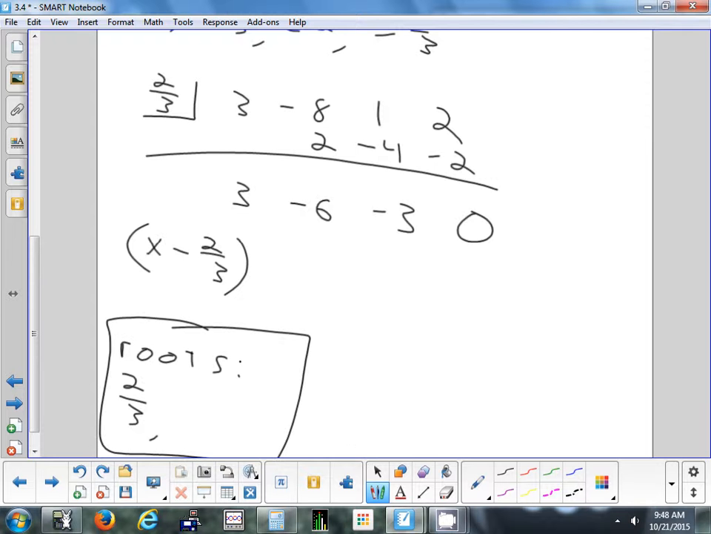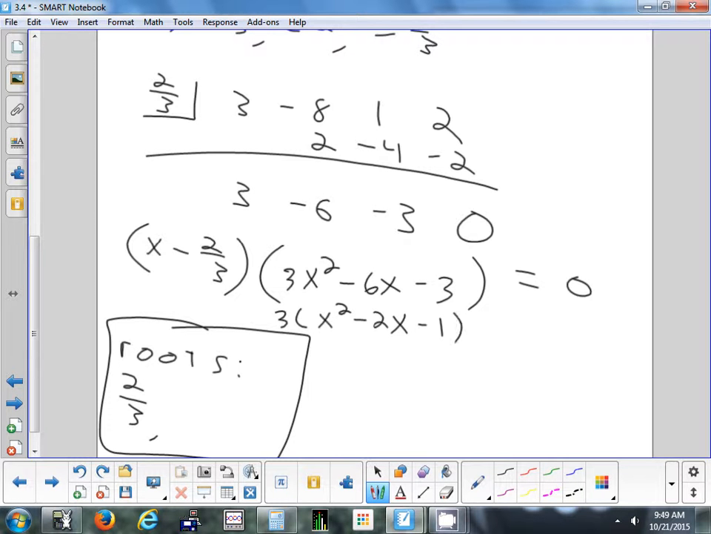Okay, so I'm starting a box for my answers. Okay, my quotient. How about Matt? What's my quotient here? 3x squared minus 6x minus 3. Perfect. 3x squared minus 6x minus 3. And this might be factorable, maybe not. But what could I do to make all these numbers a little smaller? I could take out a 3. If you don't mind working with bigger numbers, don't do that. Leave it the way it is. But that gives me x squared minus 2x minus 1.